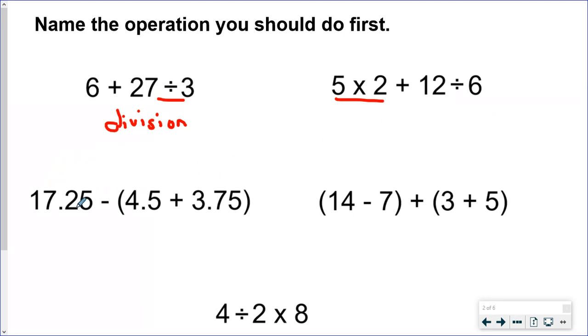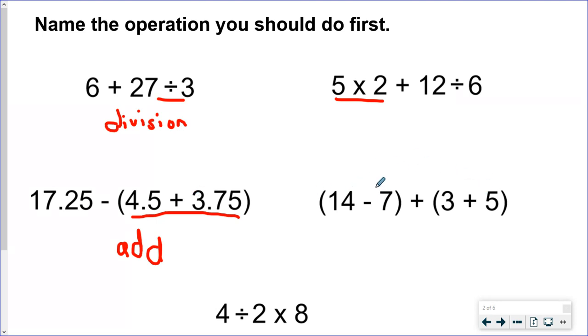Next one down here, I have 17 and 25 hundredths, and I'm going to subtract 4 and 5 fifths plus 3 and 75 hundredths. And notice that that's inside parentheses. So whenever you're taking a look at this problem here, what would you do first? The temptation is to say, I'm going to do the parentheses first. But remember, it says, name the operation you would do first. Yes, there is parentheses, but you have to do the addition first. So on your paper, you do need to write down addition. I'm going to do the adding first because it's what's being done inside the parentheses. So you do the addition first because you have to do the parentheses first.